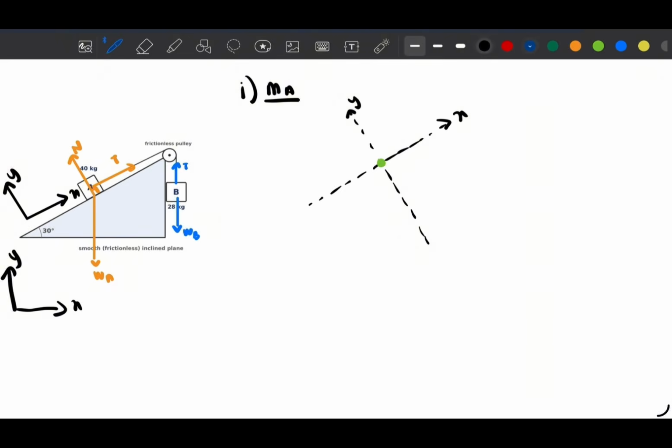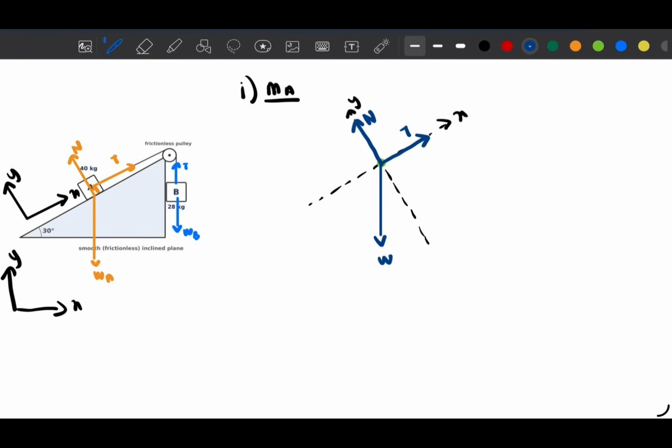So my first force here is the normal force, perpendicular to my surface, which is the x-axis, and then I have tension along the x-axis, and then I have my weight straight down here. This is my W. Since my body is on an inclined plane at an angle of 30 degrees, I'm going to transfer this 30 degrees into the diagram here.